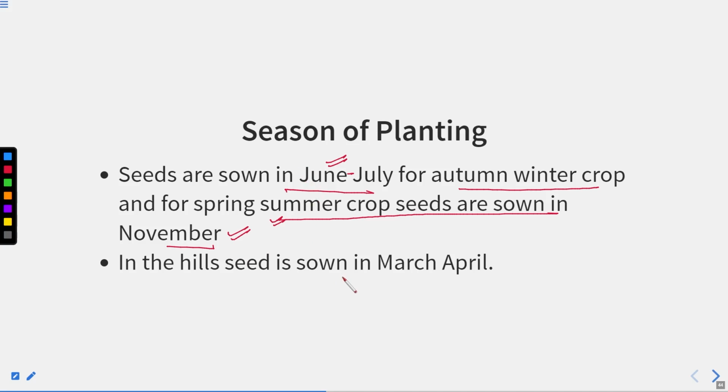The hill seeds are sown in March and April. And if you are growing this particular crop plant in a hilly region, then the sowing of the seed is done in the month of March and April.